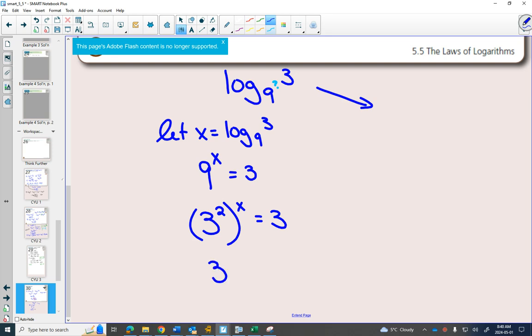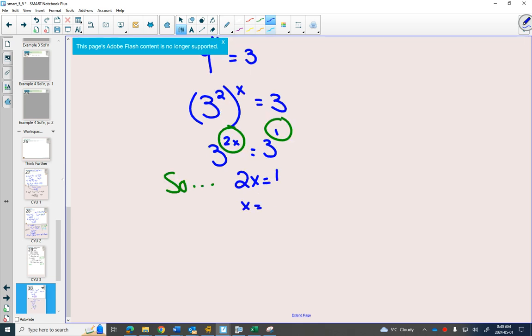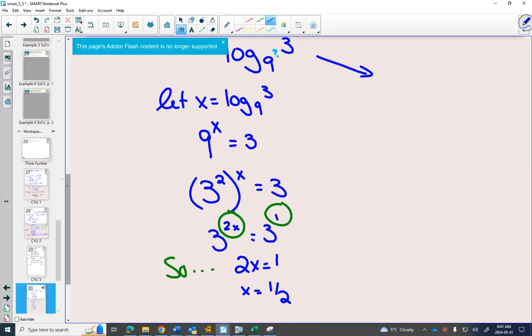And then I would have 3 to the 2x on this side, and 3, there would be a 1 there. And if you get your bases the same, and you would get 2x equals 1, and be able to solve for x equals a half. So the question is, how would someone know this is a half right from the beginning?